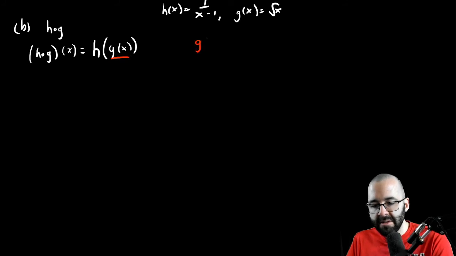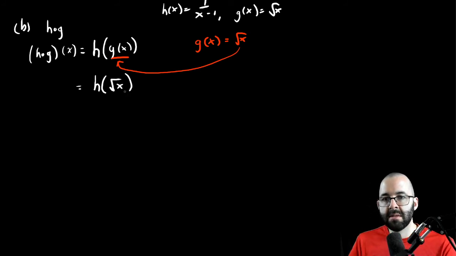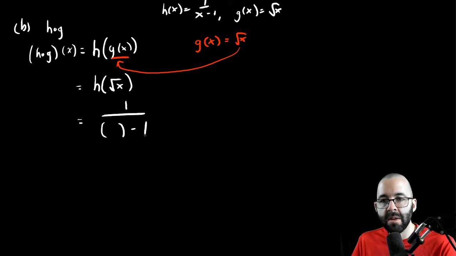And we just plug g of x, the inside function, into h. Well, what is this inside function? It's the square root of x. So plug it in. This gives us h of g of x is equal to h of the square root of x. They are the same thing. Replace that g of x with what it equals, the square root of x. Plug it in. And now we look at h of x. H of x is this function, 1 over x minus 1.